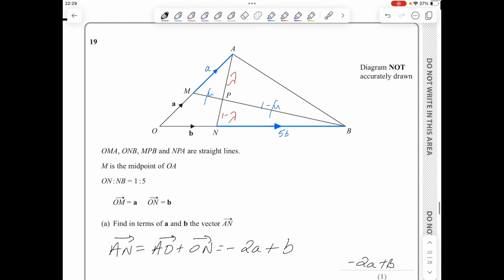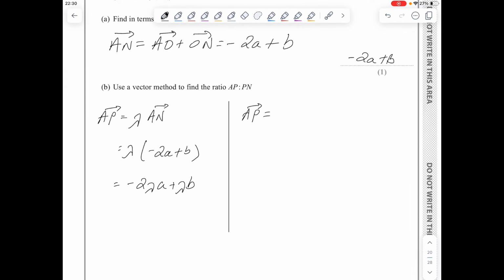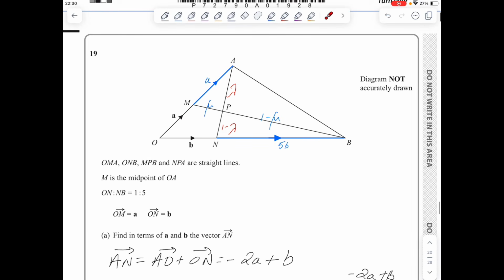Now I will find AP in a different way. So an alternative way is to go from A to M and then M to P, which is mu times the vector MB. So let's write this down. I've got AM plus MP. Now AM is minus a, MP is mu times MB. Now what is MB? Let's go back to the diagram. MB is equivalent to MO plus OB.